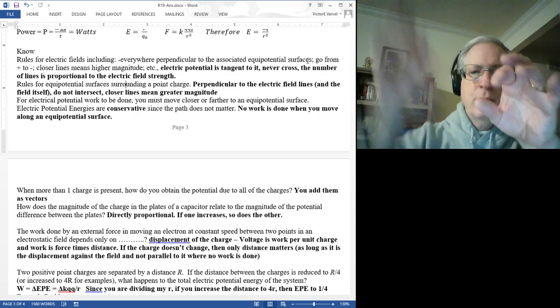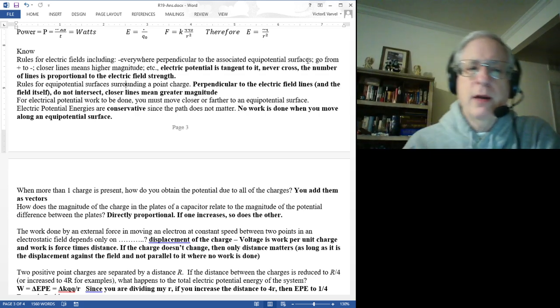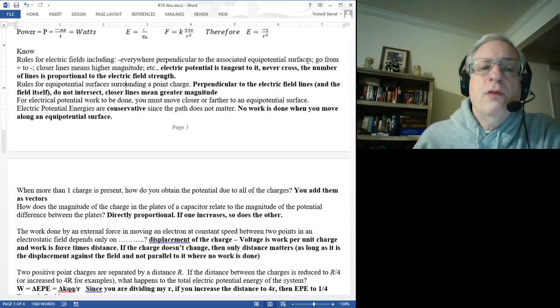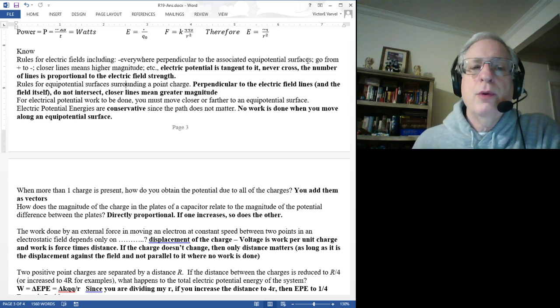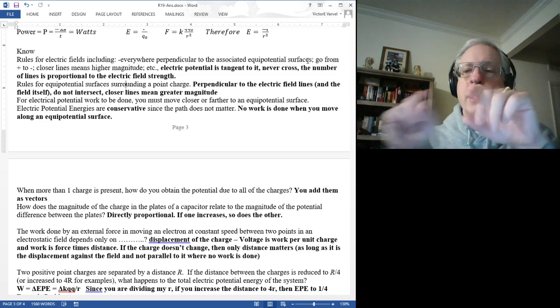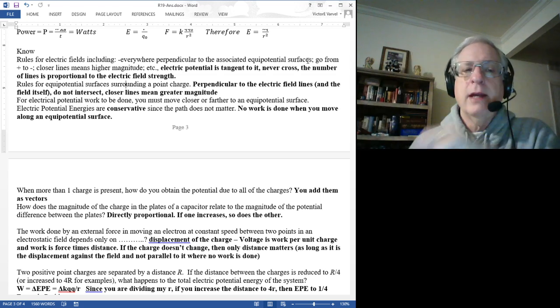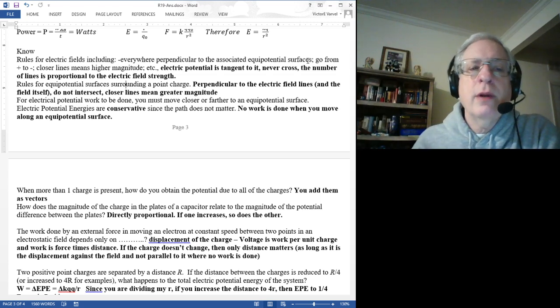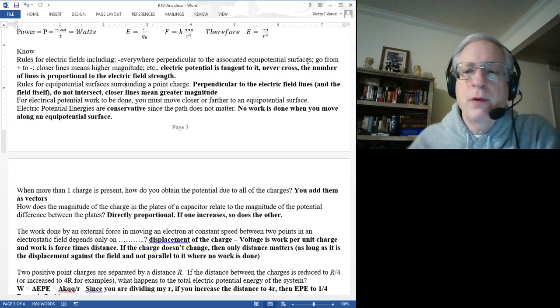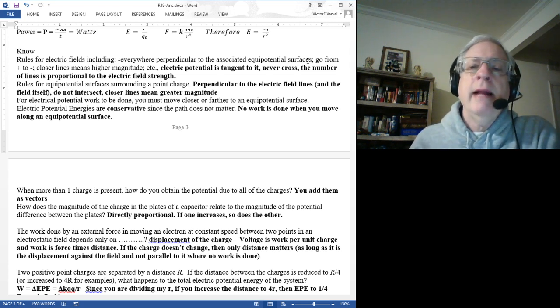And the other 2/3 of the lines would have to go somewhere else. Now, rules for equipotential surfaces, which were new in this chapter. You know how the red lines were the electric field lines, and then you had these circular blue things. Those circular blue lines were the equipotential surfaces, and they always surrounded the charge. And they have rules too, and they're basically the same rules conceptually.